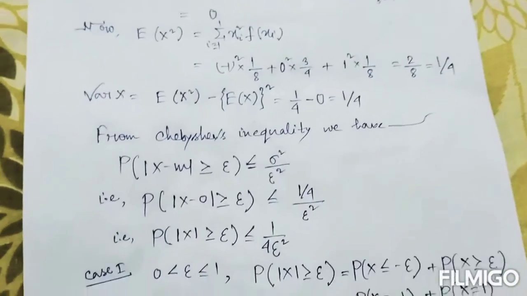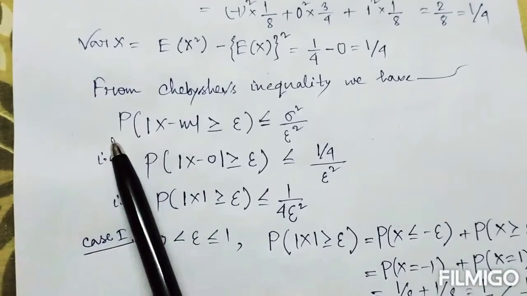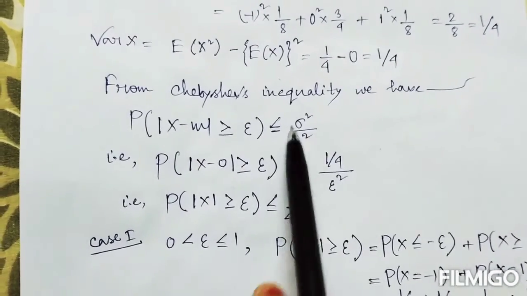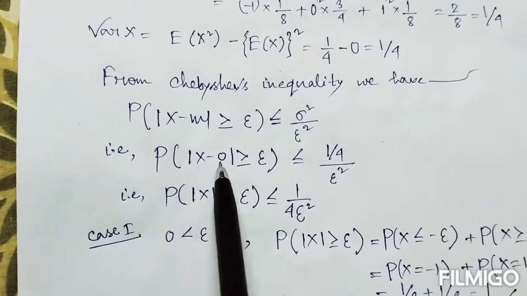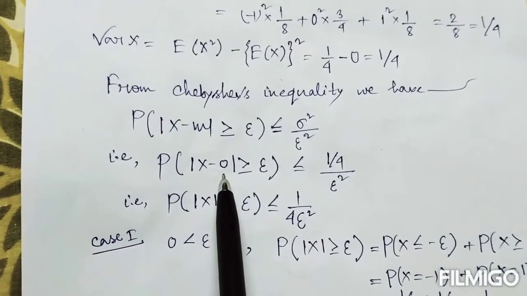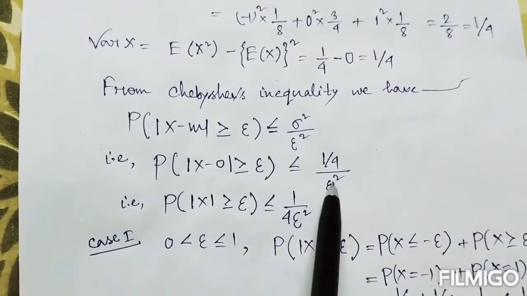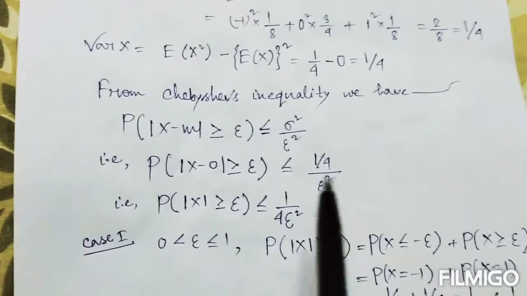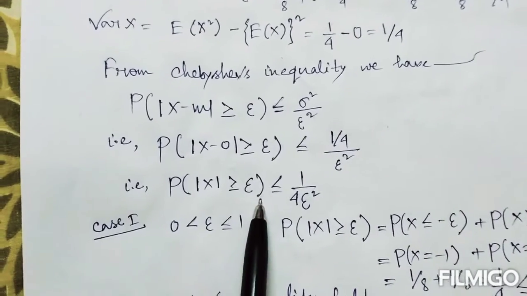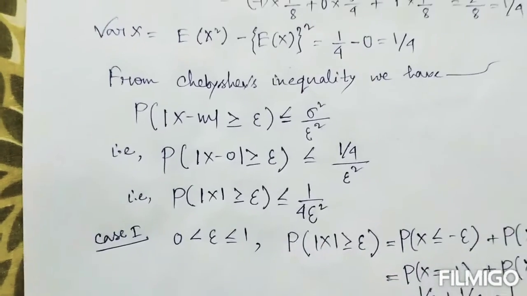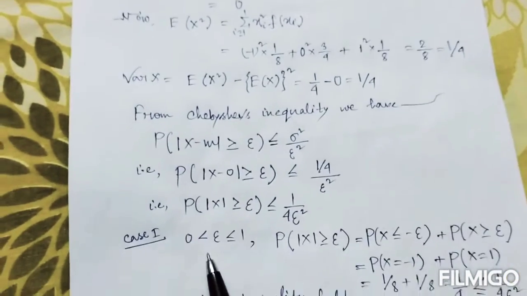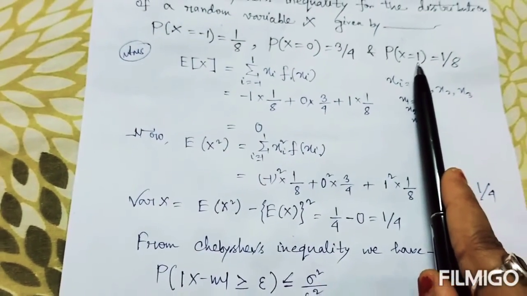Now, from Chebyshev inequality, we have the formula: probability of |X - m| greater than or equal to epsilon is less than or equal to sigma² by epsilon². The mean equals 0, we have already got, and sigma² equals 1/4. Putting the values, P(|X| ≥ epsilon) ≤ 1/(4 epsilon²). Now we have two cases for epsilon, and we know that epsilon is greater than 0, arbitrarily small.